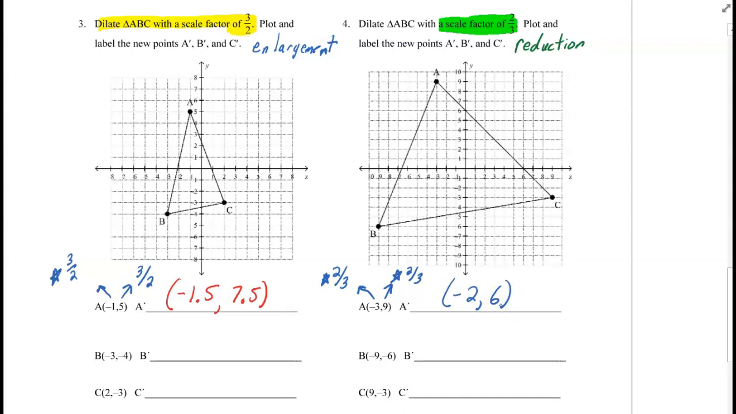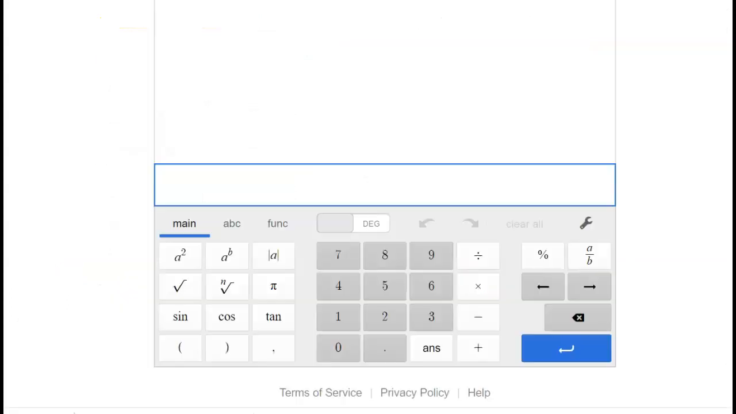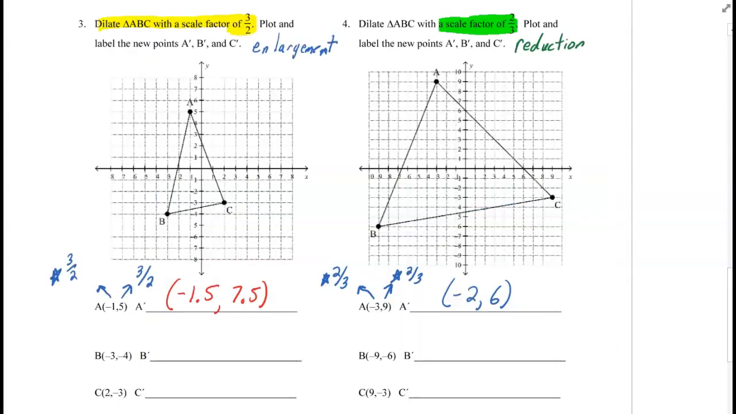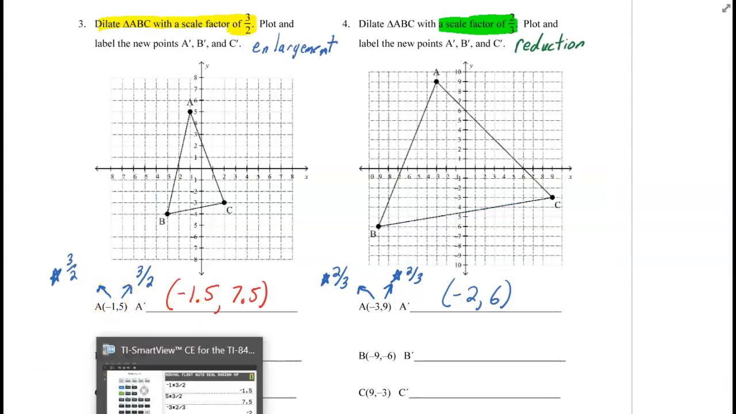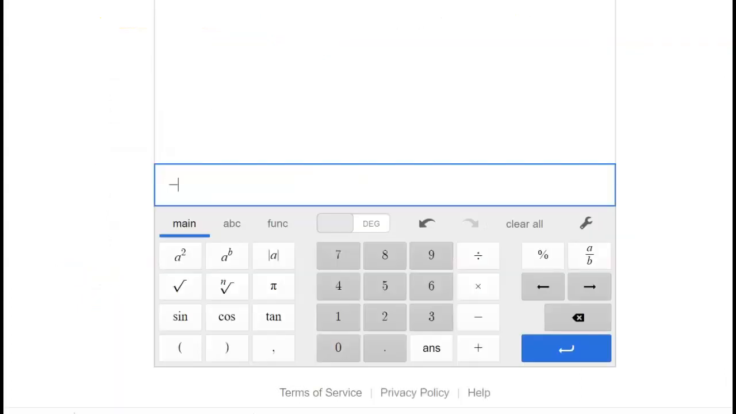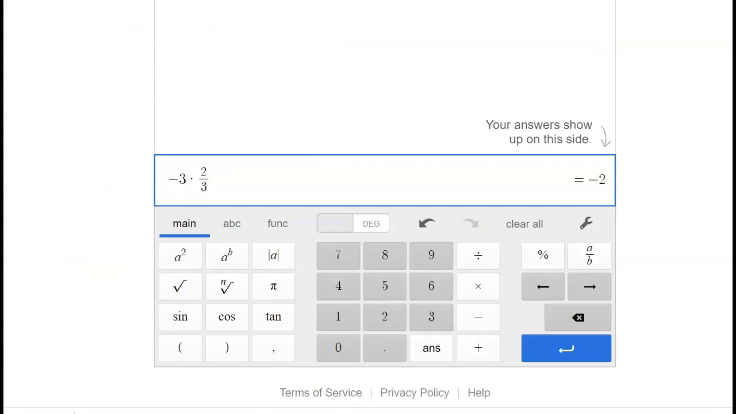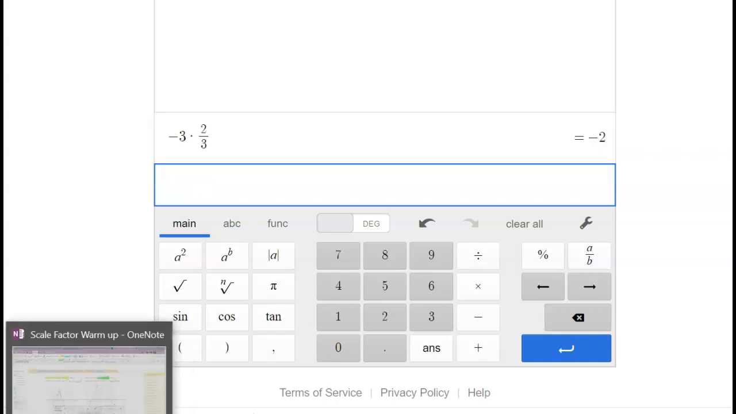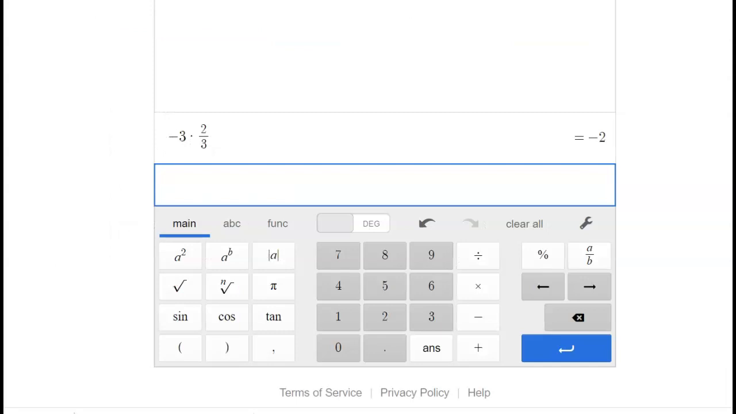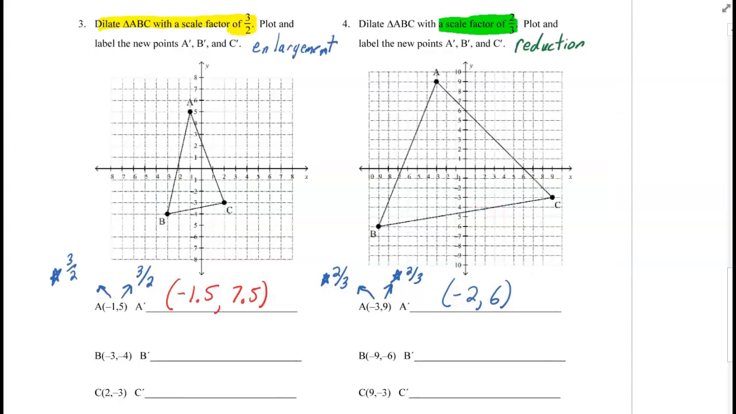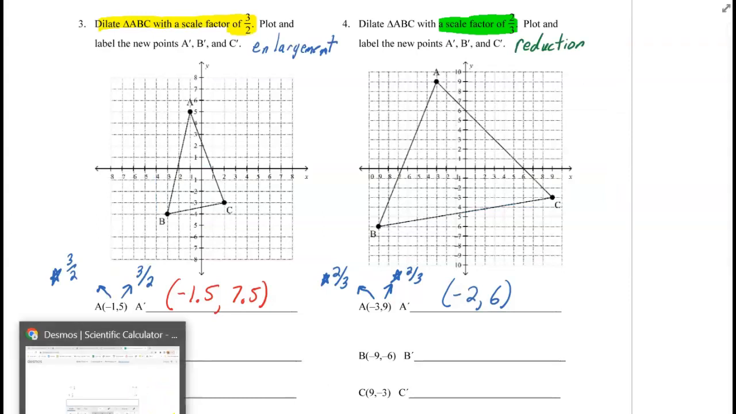If you don't have a graphing calculator and you have the Desmos calculator, you would do the same thing. So for number 4, you could say -3 times 2 divided by 3, and hit enter. You get -2. Or you could say the other point, which was 9 times 2 divided by 3, and you get 6. So at this point, if you want to pause the screen and figure out all the other points, B prime, C prime, and then we'll continue.